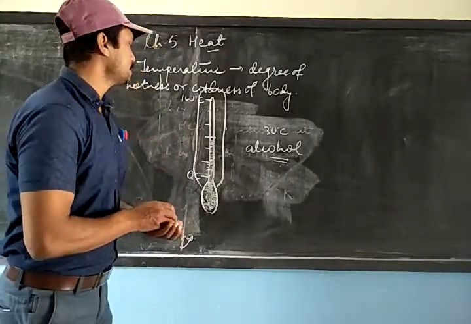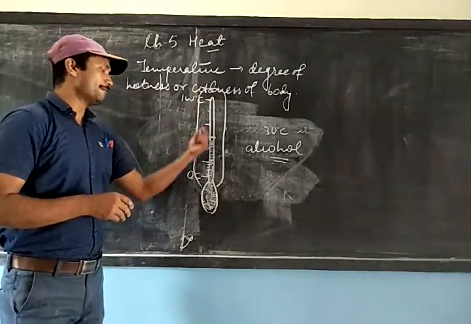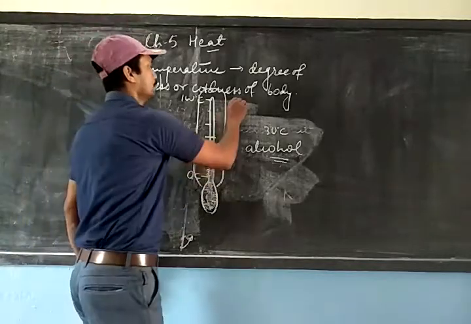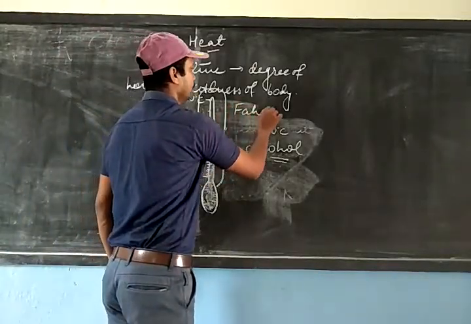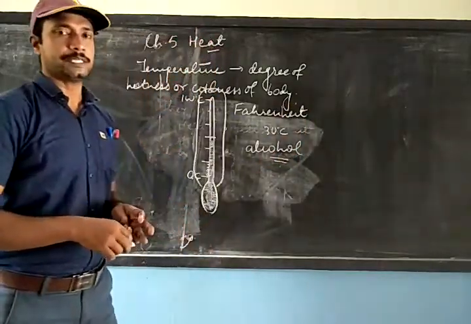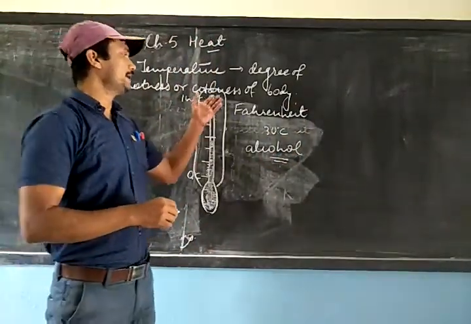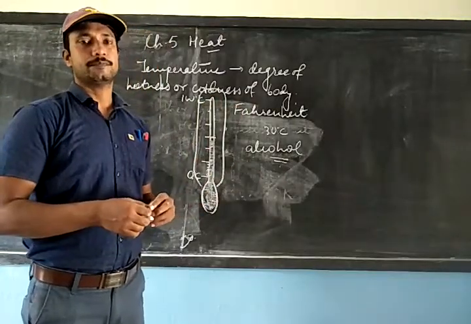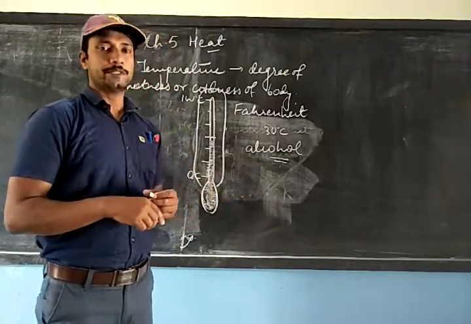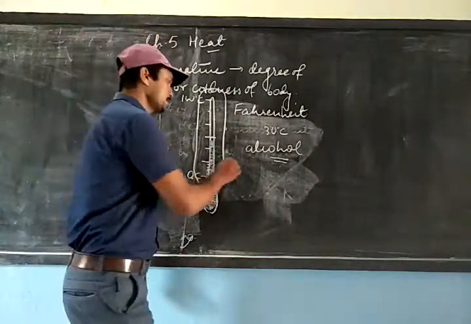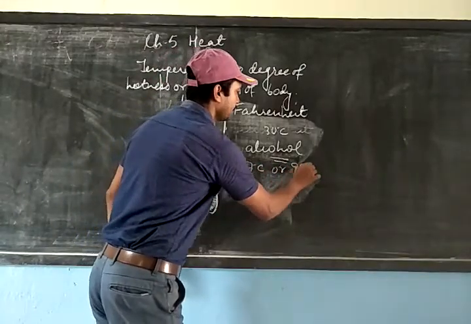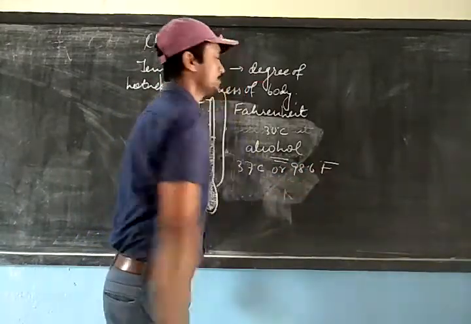In the same way, we can also measure temperature in terms of Fahrenheit. Fahrenheit is another scale of temperature where you can keep the reading in Fahrenheit. One thing you should also know here: the normal temperature of a human body is 37 degrees Celsius or 98.6 degrees Fahrenheit.